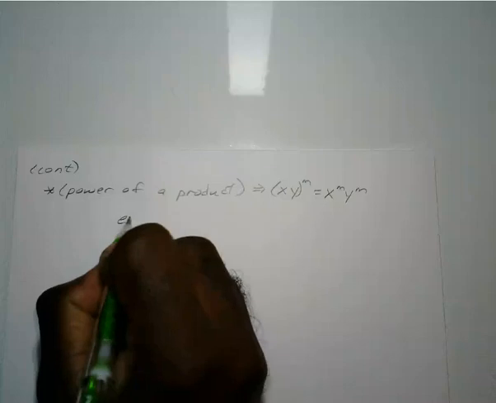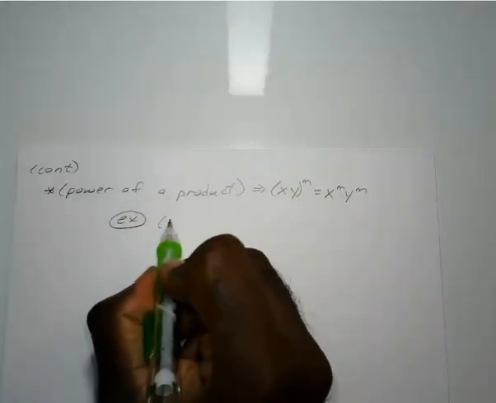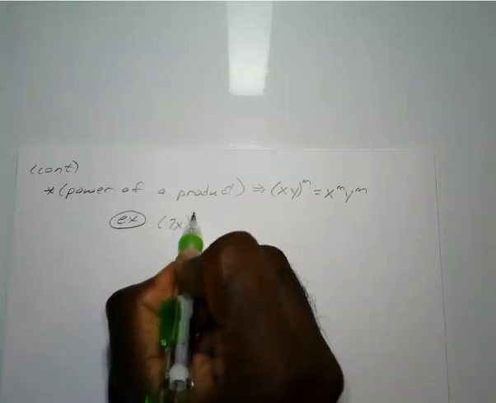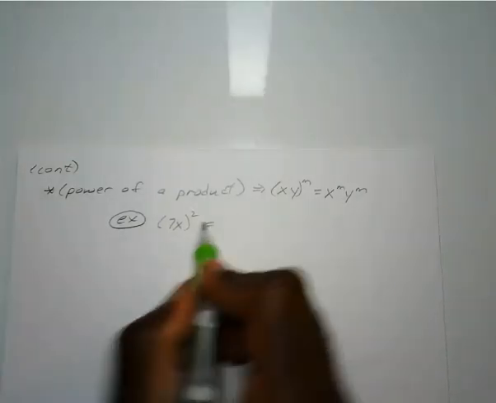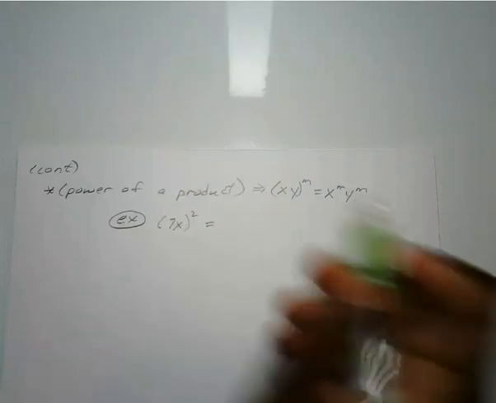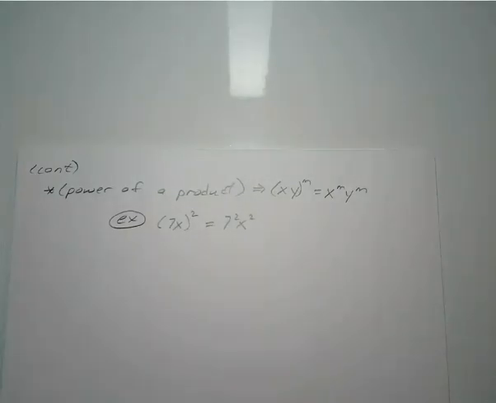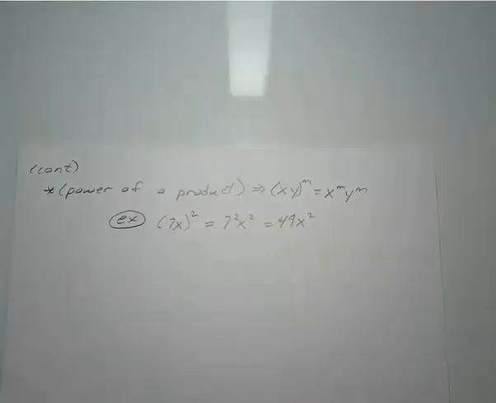Alright, so for example, let's say you have 7x squared. You just distribute that squared to both of those. So you have 7 squared times x squared. We know 7 squared is just 7 times 7, so that would really give us 49x squared. We can't really simplify the x squared because it's unknown, so we just leave it like that.